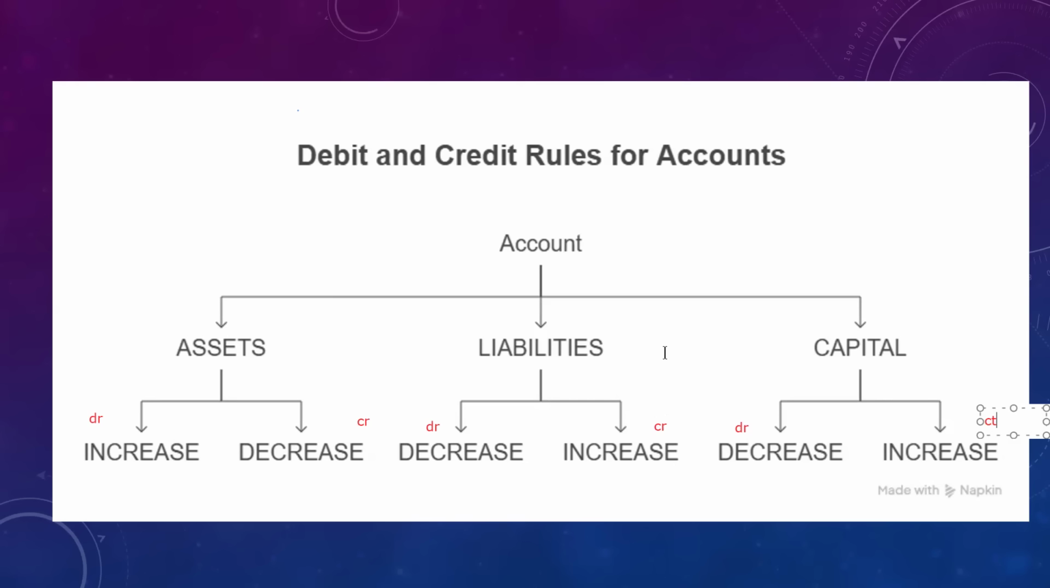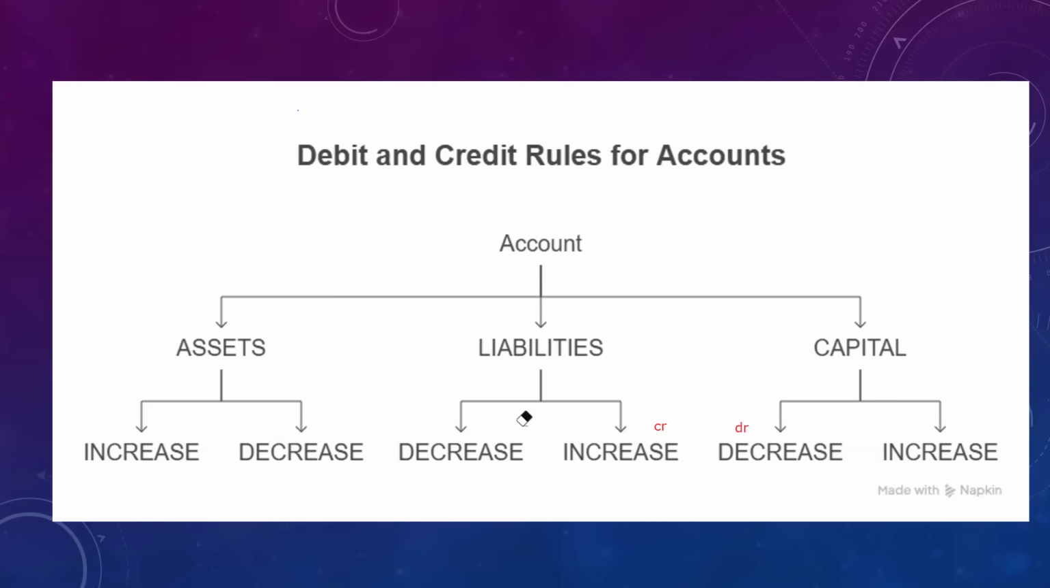So for assets, liabilities, and capital, that's what you do. When assets increase, you put it on the debit side. When assets decrease, you put it on the credit side. Liabilities and capital, when they decrease, go on the debit side. And when they increase, they go on the credit side. Those are the rules for assets, liabilities, and capital.